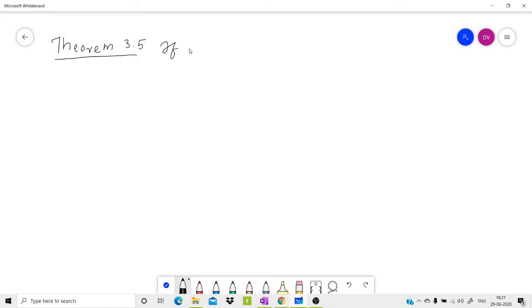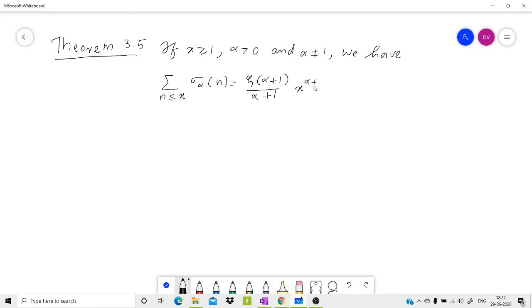The theorem says that if x is greater than or equal to 1, alpha is greater than 0, and alpha is not equal to 1, we have the summation n less than or equal to x, sigma alpha of n is equal to theta of alpha plus 1 divided by alpha plus 1 times x raised to alpha plus 1 plus O of x raised to beta, where this beta is nothing but the maximum of 1 and alpha. Okay, so this is what we have to prove today.